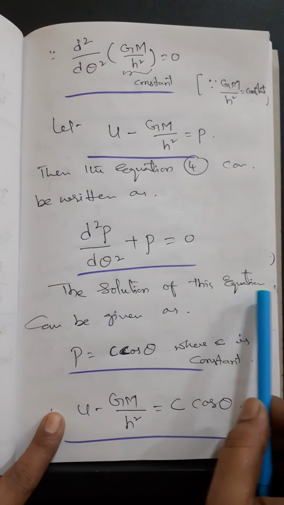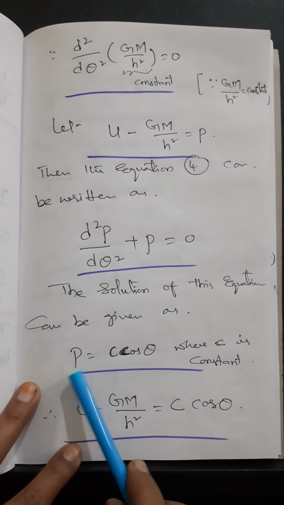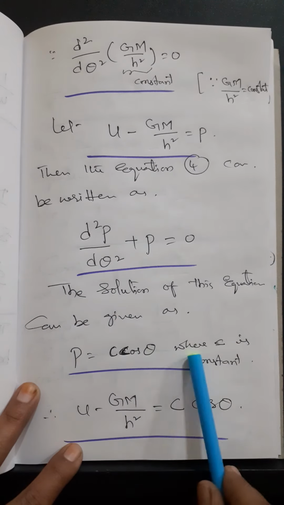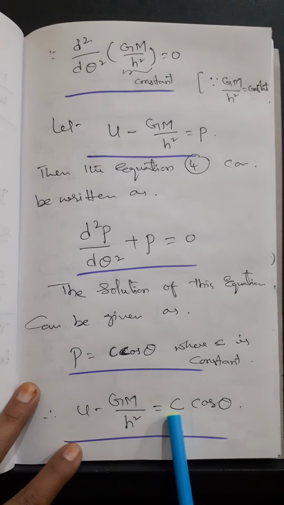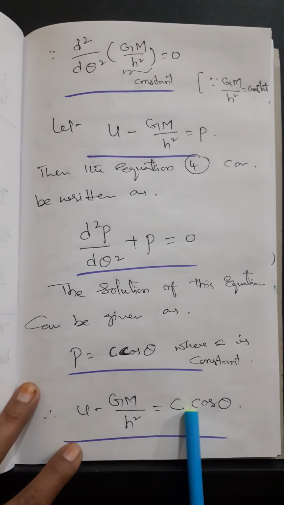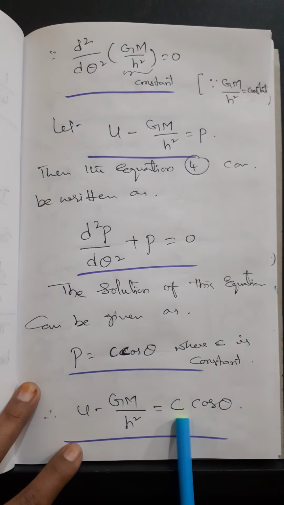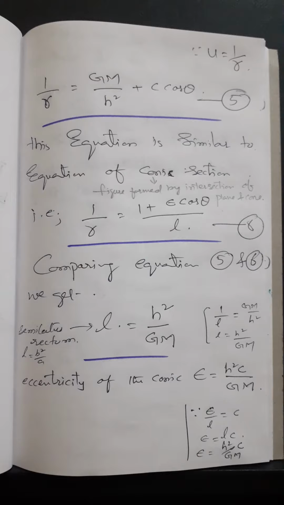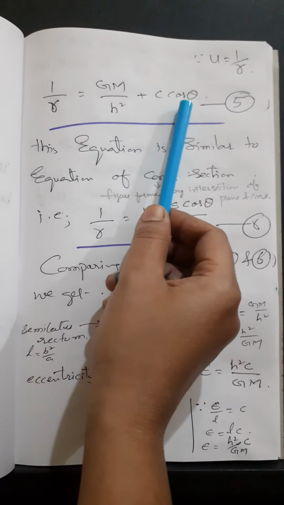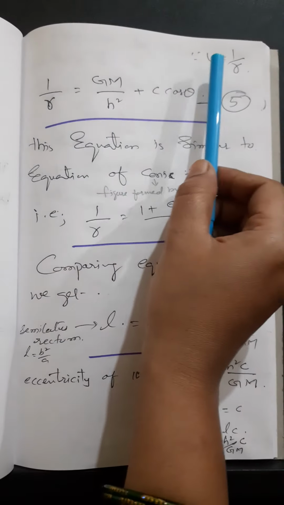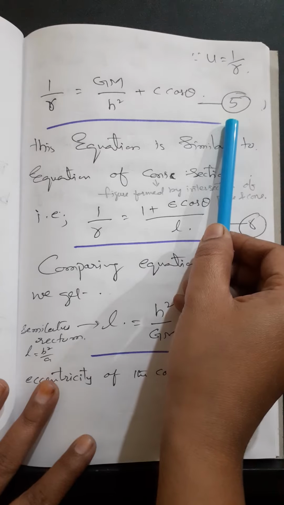The solution of this differential equation is p is equal to c cos theta, where c is the constant. Now u minus gm by h square is equal to p, which is c cos theta. So next, 1 by r is equal to gm by h square plus c cos theta. Here we are simply substituting u as 1 by r. Let us take that as equation number 5.